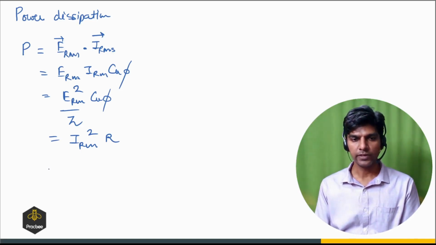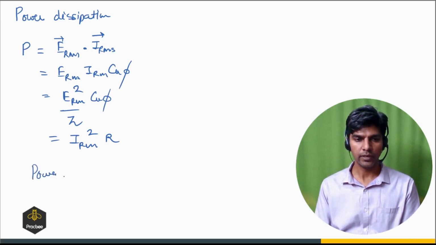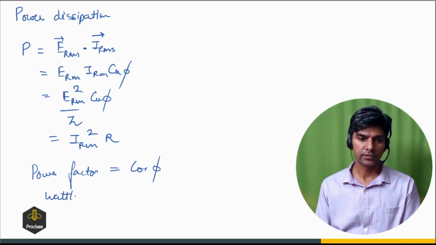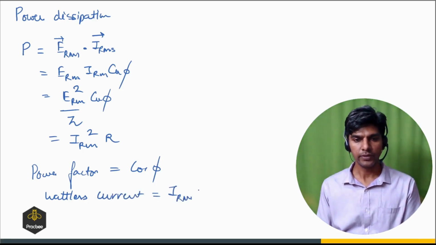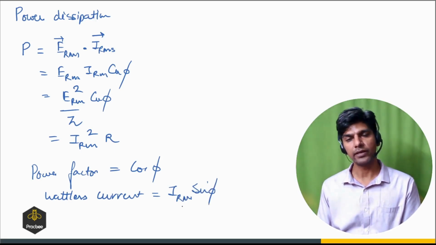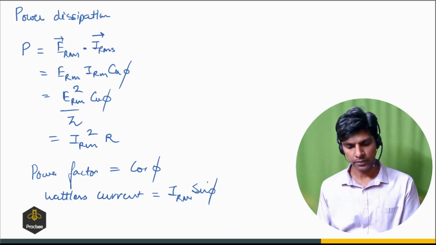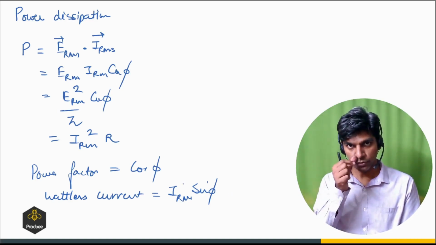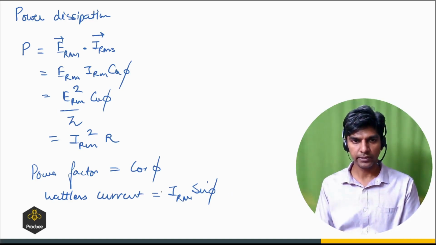And this cos phi is known as the power factor. So power factor is cos phi, and wattless current is defined as IRMS times sin phi, and wattful current will be IRMS times cos phi. Okay, right. So let us see the questions based on these formulas.